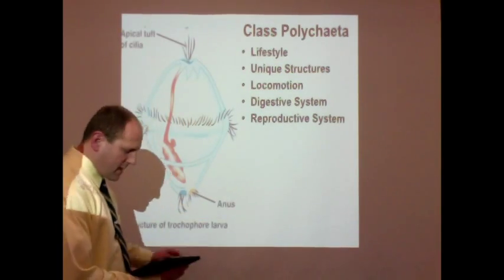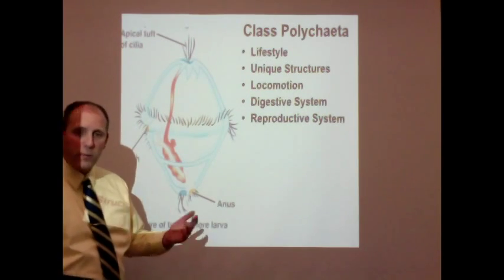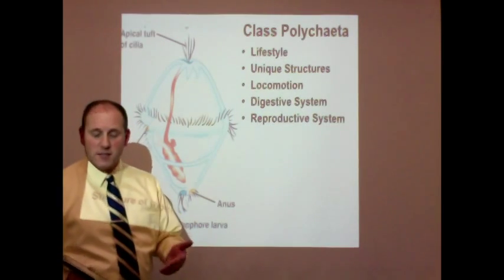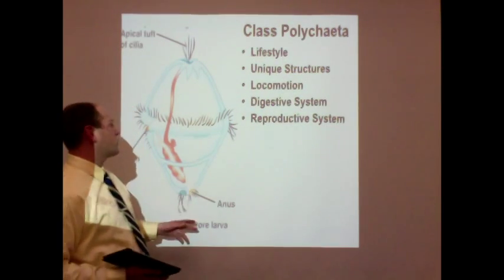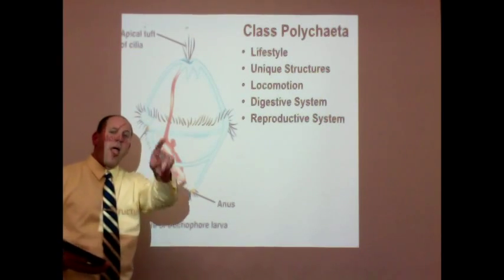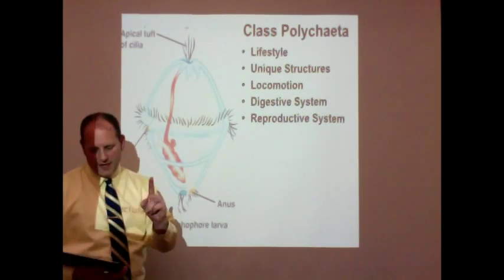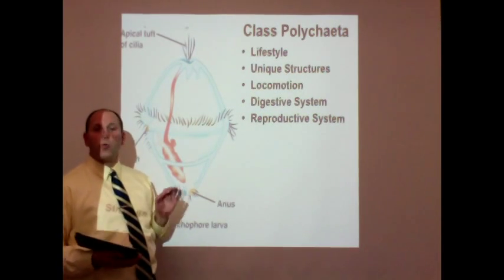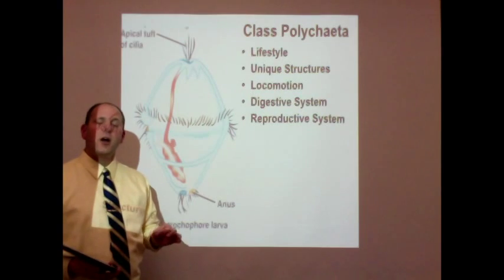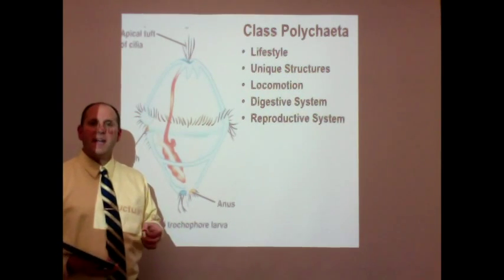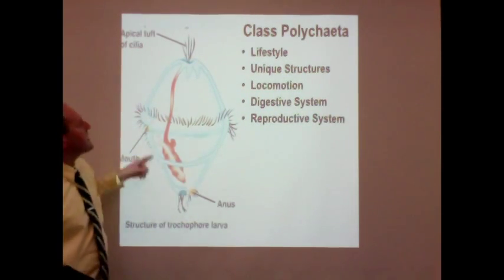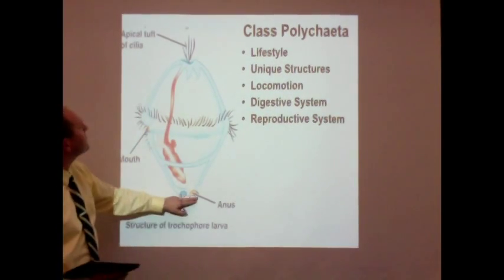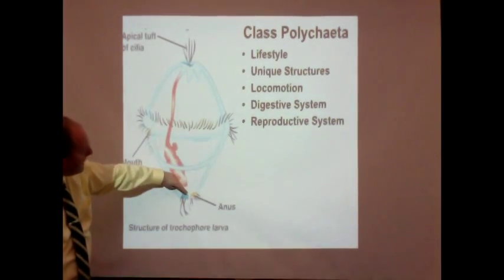Reproductive system-wise, they're very similar reproductive structures to that of the oligochaetes. These particular organisms are the only one class, Polychaeta, that have a larva. And that larva is called a trochophore larva. T-R-O-C-H-O-P-H-O-R-E, trochophore. And that's this guy right here. You can see there's some cilia wrapped around here. There's a distinctive mouth over here and anus.